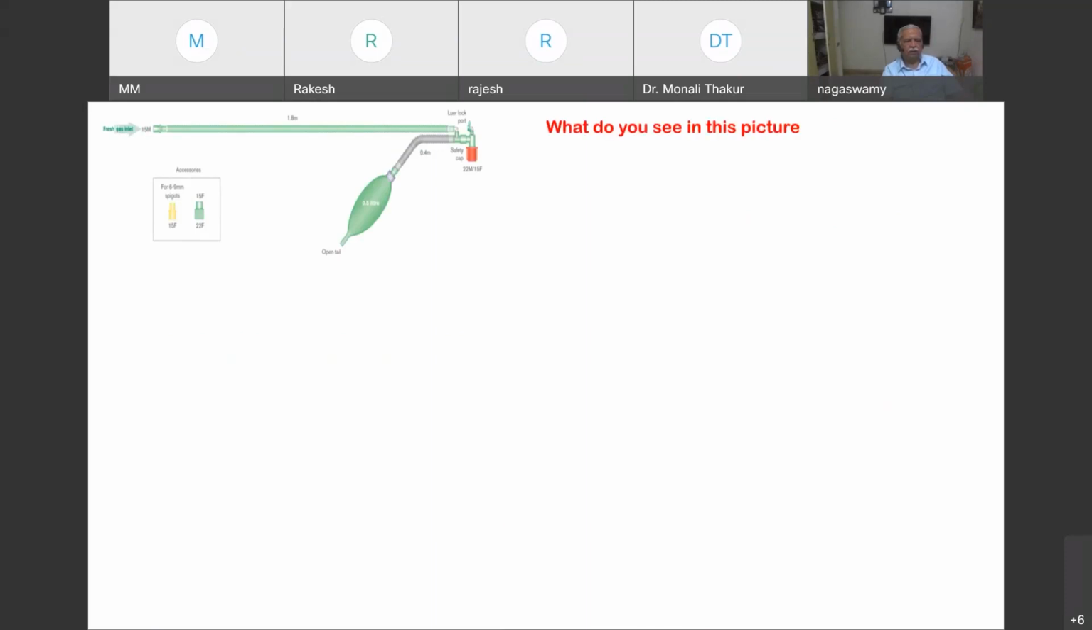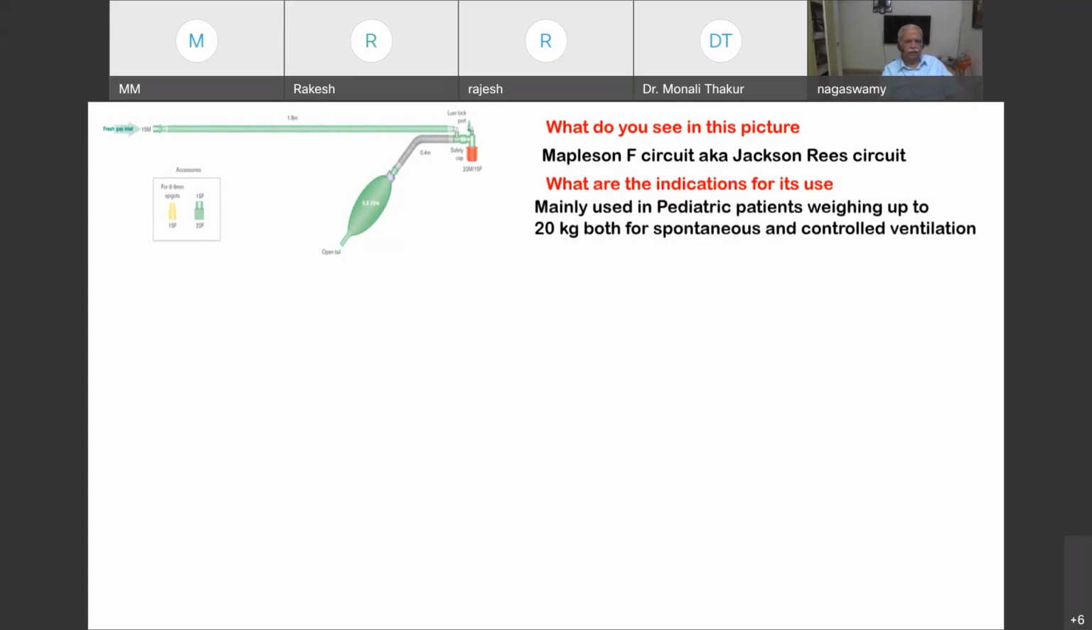What is this? All of you should have seen this in your training. Magill's, Magill's what? Type B. No. Yeah, you are right, Magill's. It's not Magill. It is Mapleson F circuit, also called the Jackson-Rees circuit. What are the indications for its use? Where do you use this? Pediatric cases. Yes, in pediatric patients less than 20 kg weight for both spontaneous and controlled ventilation.